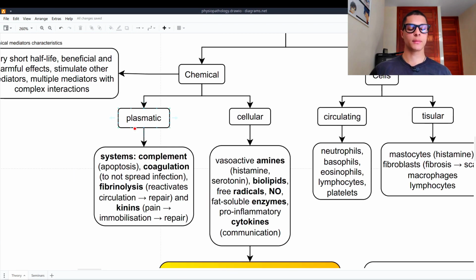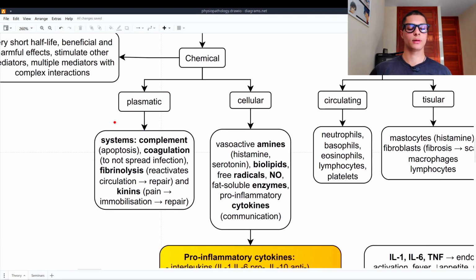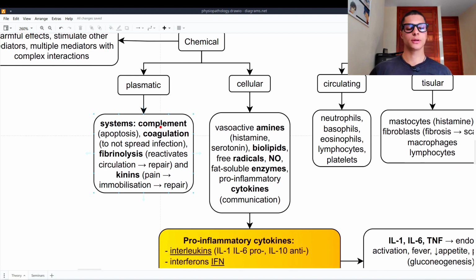We have plasmatic chemical mediators, which will act on systems. For example, the system of complement, which creates apoptosis, which is a programmed death of the cell, not like a necrosis. Coagulation, which is meant to not spread the infection to the whole body. Fibrinolysis, to reactivate the circulation and therefore being able to repair the tissue. And kinins, that will create pain, so there is an immobilization of, for example, your arm, whatever part of your body, so repair mechanisms can occur.